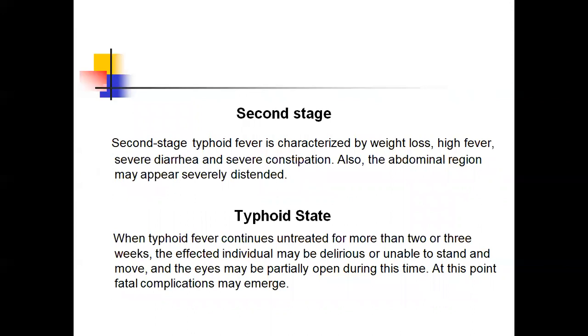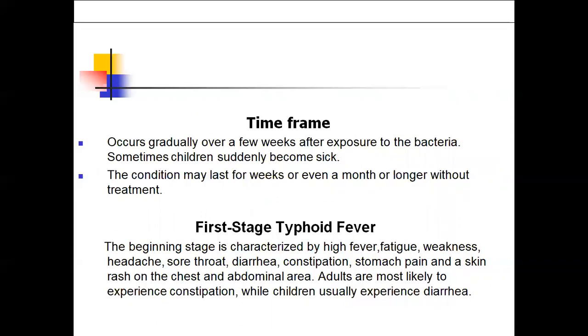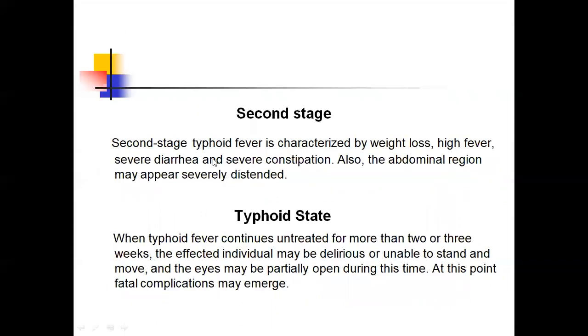In the second stage, typhoid fever is characterized by weight loss, high fever, and severe diarrhea or severe constipation. Again, severe diarrhea may be observed in children, whereas severe constipation can develop in adults. In the third stage, which is the near-critical stage, if the typhoid fever remains untreated for more than 2 or 3 weeks, the individual may experience a more deteriorated condition: being unable to stand, abdominal cramps or abdominal discomfort, and chest tightness are observed.